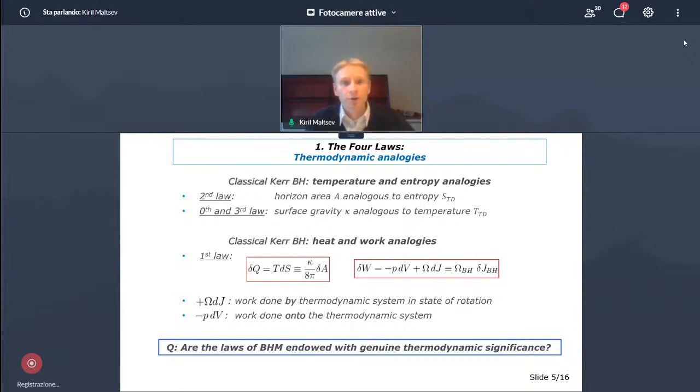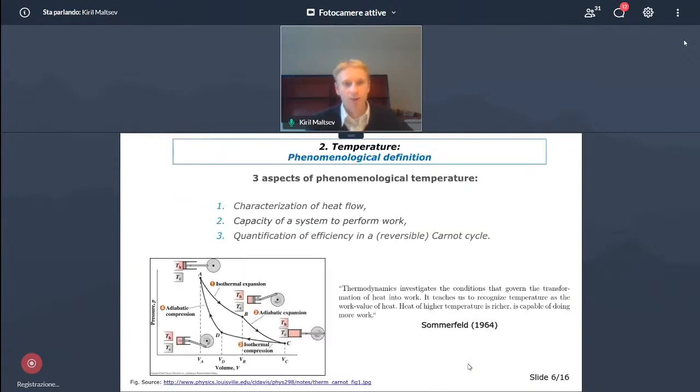From there, we can also look further at the first law and see that the heat differential has its analogy in the surface area differential times the surface gravity, and the work differential of ordinary thermodynamics has its counterpart in the differential of angular momentum of the black hole times its angular velocity. And now again, let me recall the central question: are the laws of black hole mechanics endowed with genuine thermodynamic significance that goes beyond pure mathematical analogy?